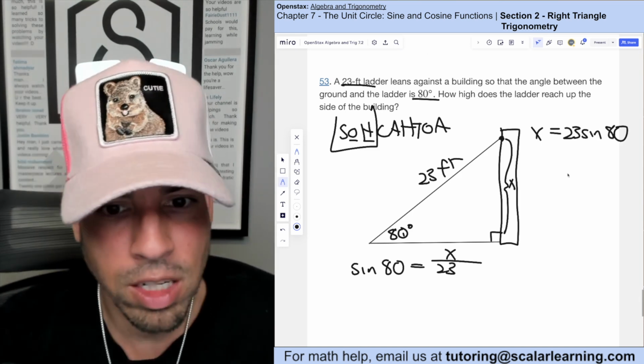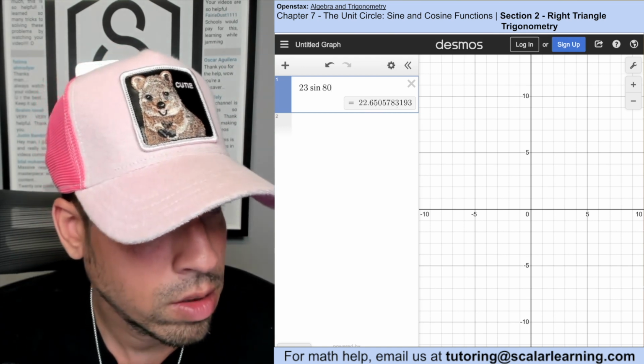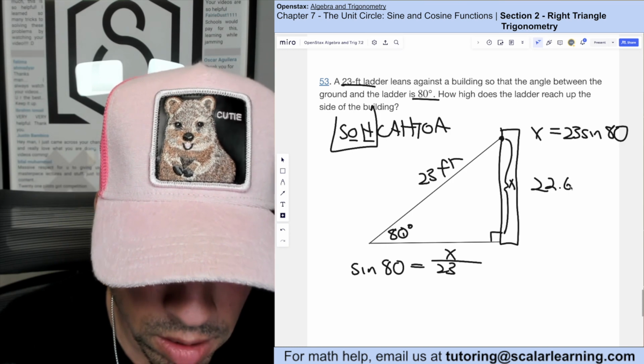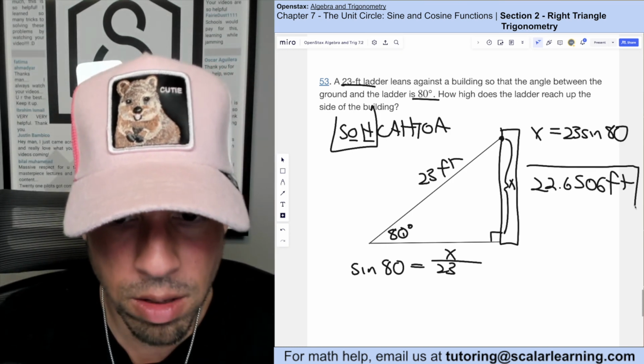Now let's plug it into Desmos and get the approximation. So here we get 22.6506. Since we're in feet, we get this answer in feet. 22.6506 feet is where it stands in terms of the height onto the building.